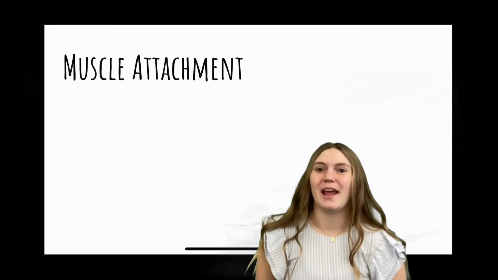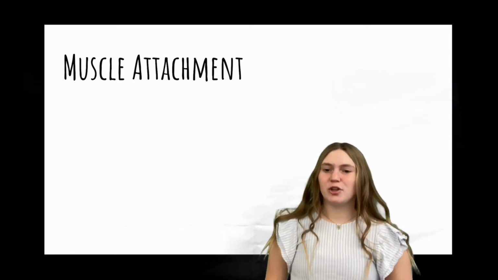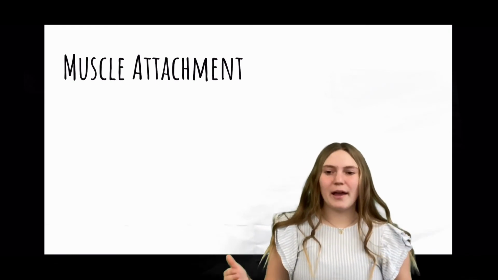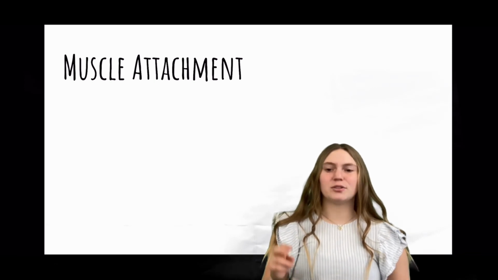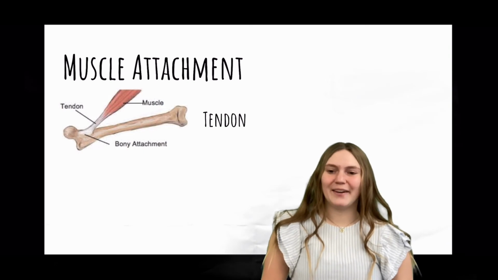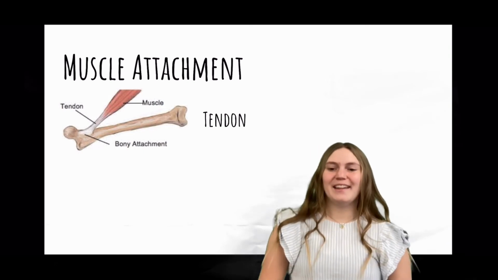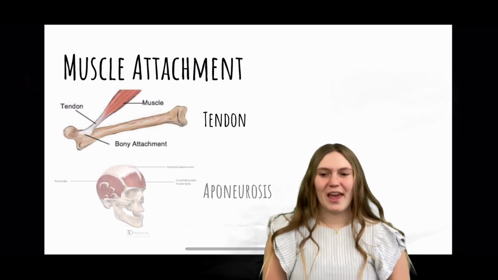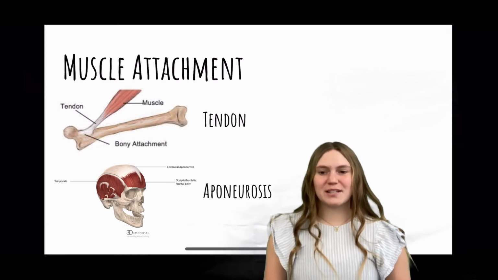Muscle attachment. Now that we've talked about all these things, you're probably wondering how everything fits together. There are 2 types of muscle attachments. One is tendon or cord-like structure. The second type is called aponeurosis, which is a sheet-like structure, which you'll mostly find on your head or where flat muscles are located. Muscles attach to bone, cartilage, and connective tissue coverings.